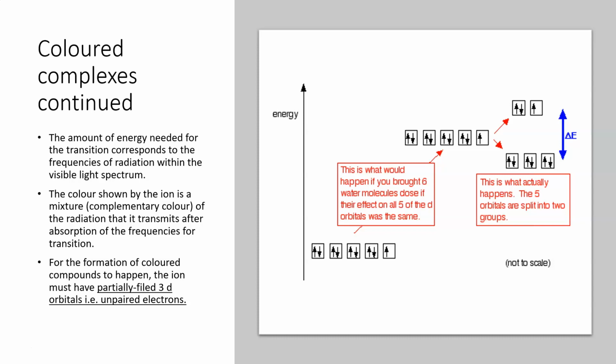So for the formation of coloured compounds to happen, the ion must have a partially filled 3d orbital. It needs to have unpaired electrons. As with many of the properties of transition metals, it is all based on unpaired electrons. If it doesn't have unpaired electrons in the 3d subshell, then it will not appear coloured.